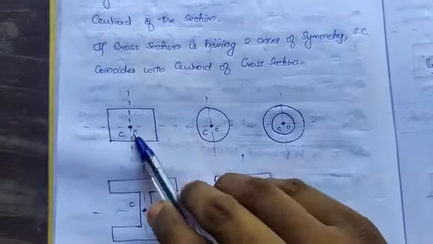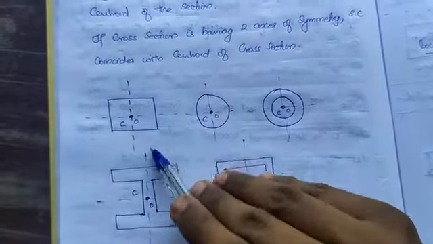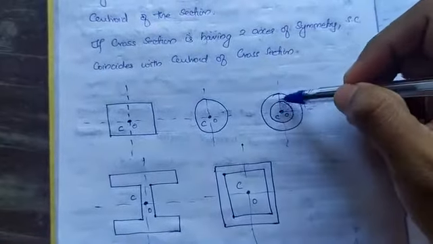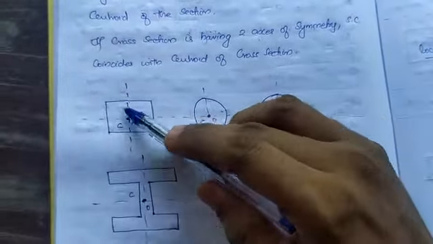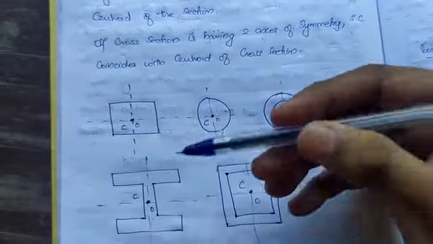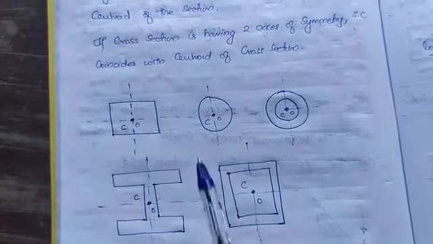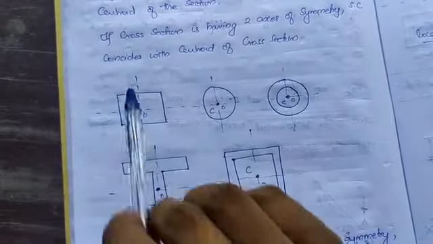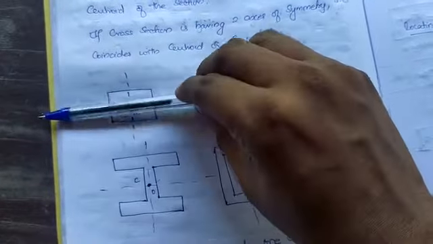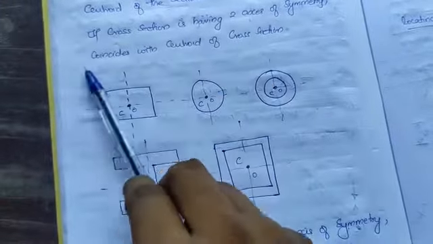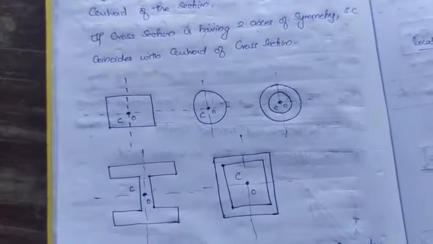For sections having two axes of symmetry, this is a rectangle, this is a square, this is a hollow circle, this is a circle, and you have an I section and a hollow rectangular section. For all these members, you have two axes of symmetry. Whether you cut like this or cut like this, both halves will be the same, both areas will be the same. That is what is meant by axis of symmetry.